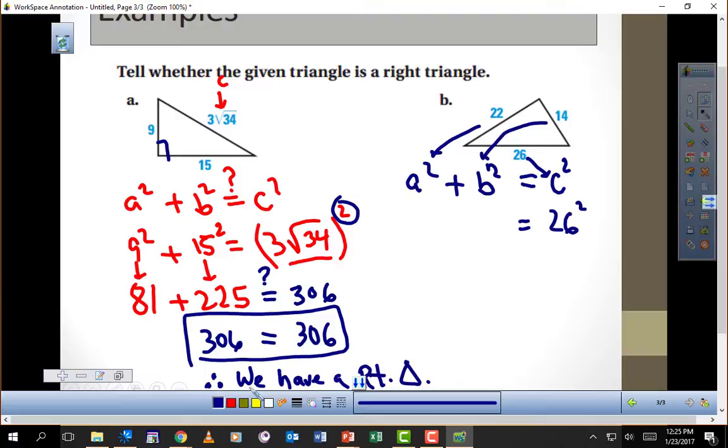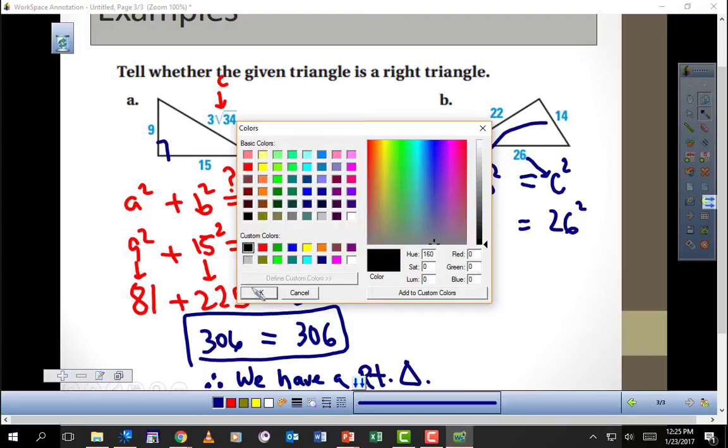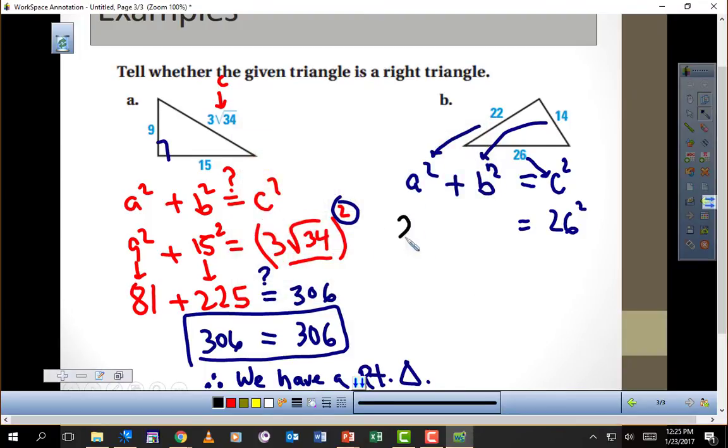Doesn't matter. Right, so I'm going to change colors now. How about if I change to black? Okay, so this would be 22 squared plus 14 squared. Now these, you could easily just calculate in your calculator. 22 squared is, I think, 441. Let's see if I'm right. No, it can't be 441. Let me see. Oh, 484.